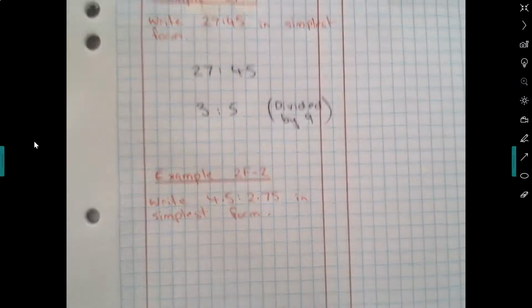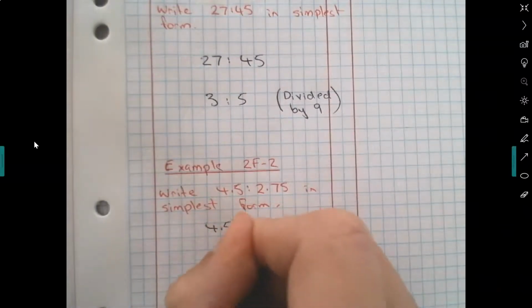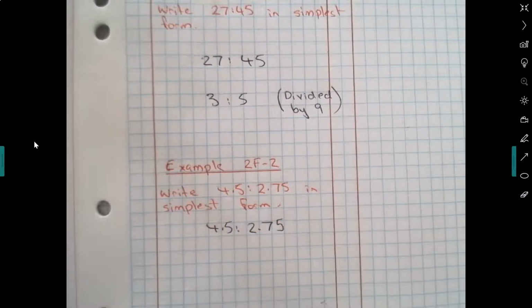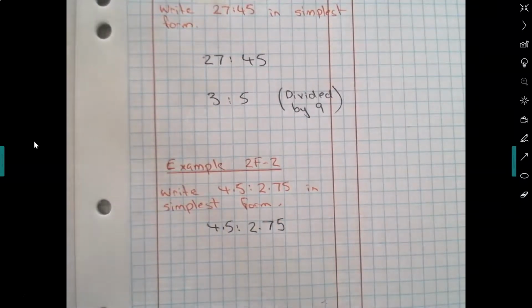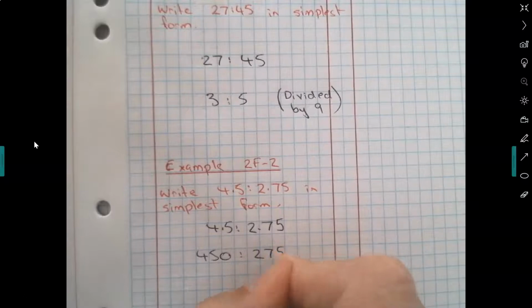So this would start as 4.5 to 2.75. Then I multiply both sides by 100, so this is going to become 450 to 275.